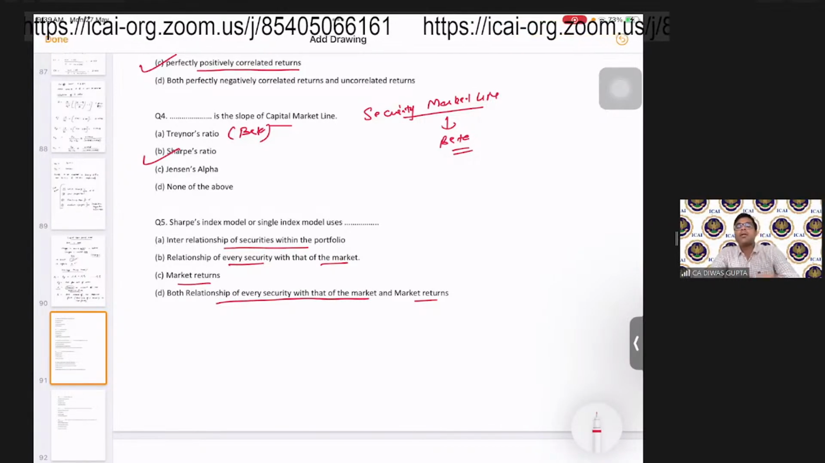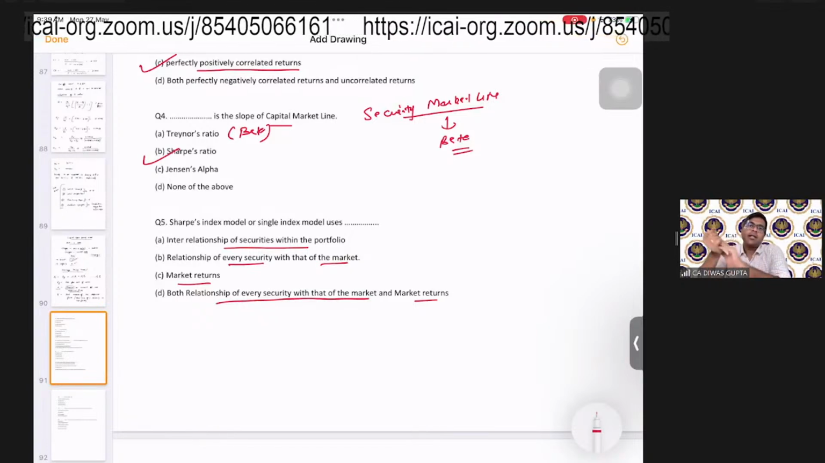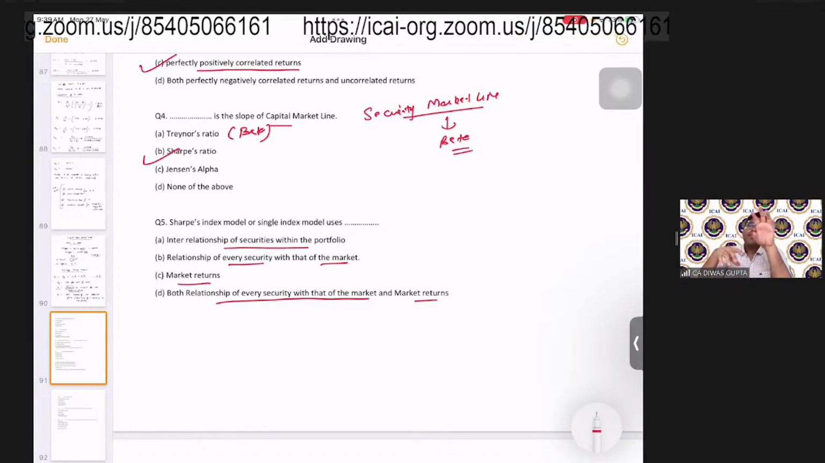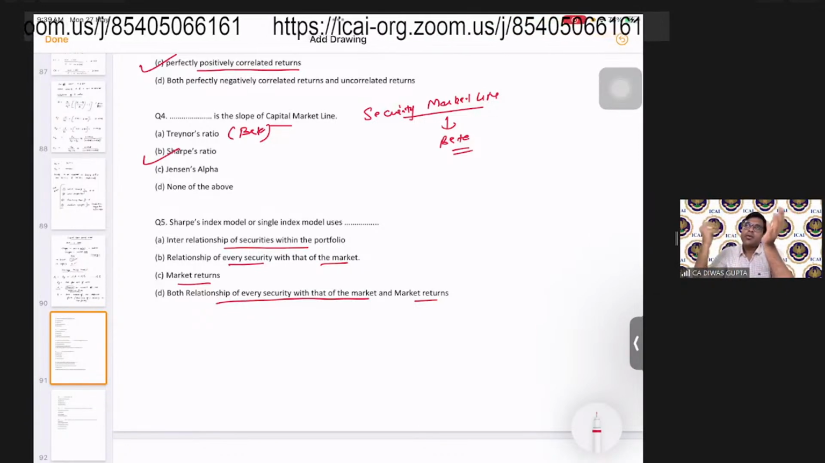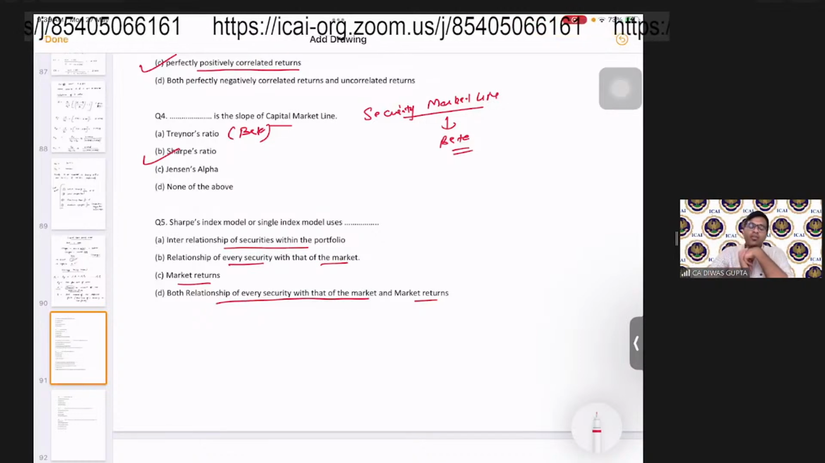So single index model or the Sharpe's index model, we studied, students. It takes two things into account. One is macro and second one is micro. Macro is something related to the market. Micro is related to the unsystematic thing, which is in the form of returns or in the form of risk.